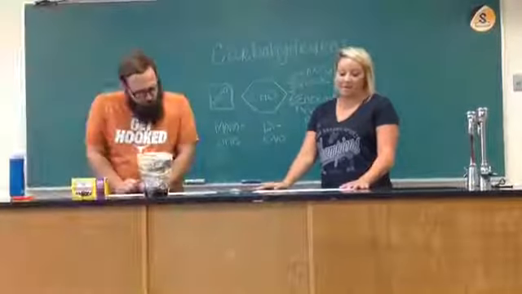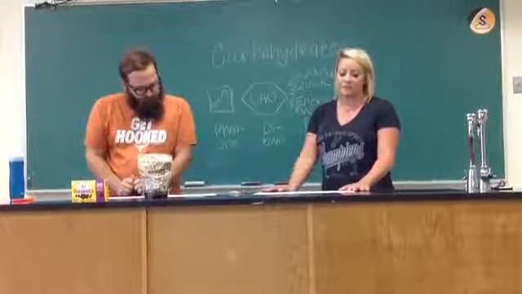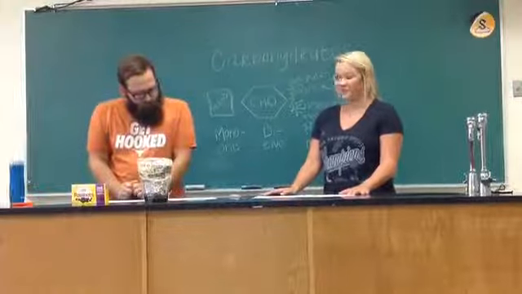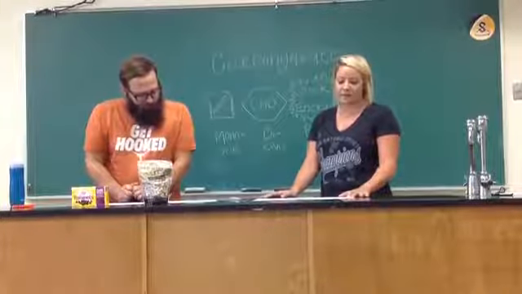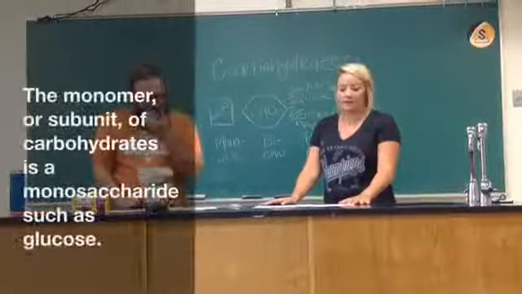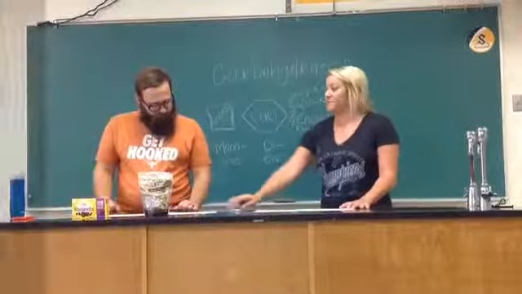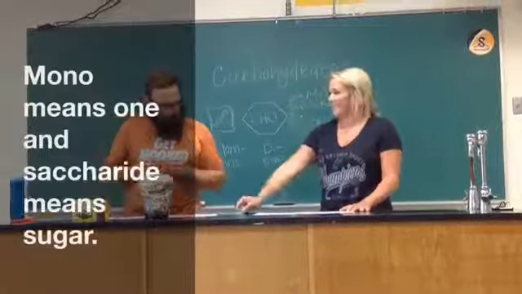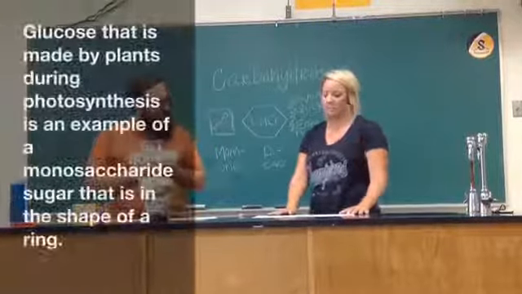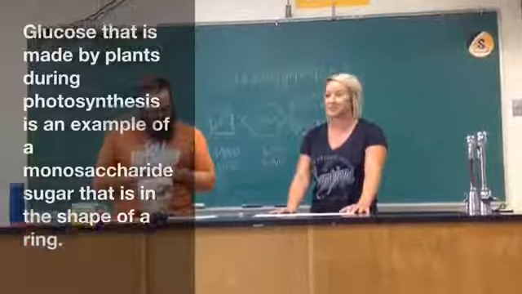That's right. Before we go on, I want to describe the words subunit and monomer. They both mean a basic building block of the biomolecules. So, what is the monomer of carbohydrates? The monomer or subunit of carbohydrates is a monosaccharide, such as glucose. Mono means one, and saccharide means sugar, just like this candy. Okay. So, isn't glucose what's made by plants during photosynthesis? Yeah, you've got it. Glucose is a sugar that is the shape of a ring.